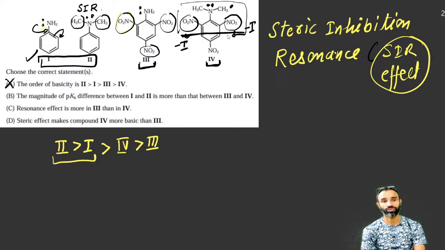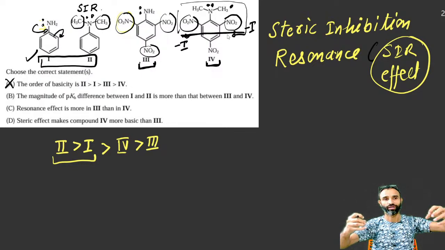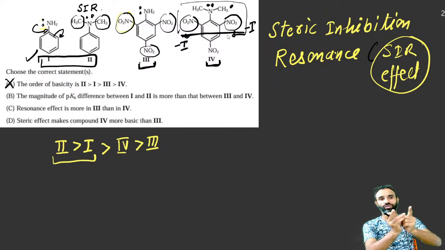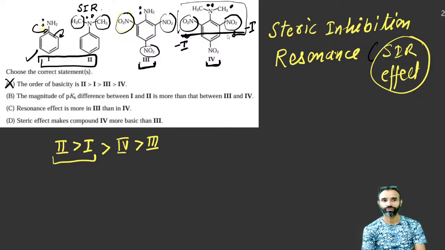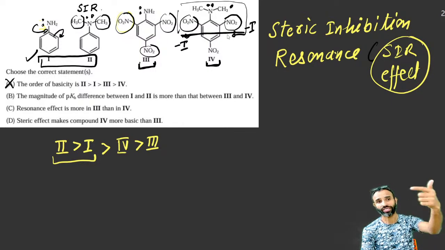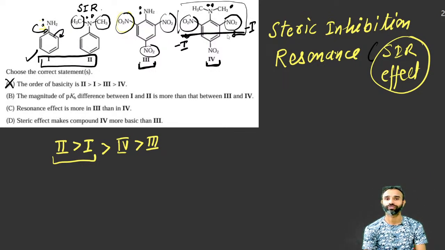There is steric hindrance from ortho positions as well. In second case, there is an effect from 2 methyl groups, that is on nitrogen only. But in case of fourth, even the nitro groups will increase it, so SIR effect is maximum in fourth. That's why it is written that the difference between third and fourth is more than in first and second.